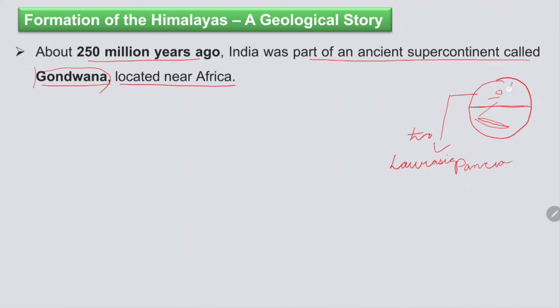And over here there is a Eurasian plate. And India, which was in Gondwana land before, slowly drifted towards Laurasia and finally collided with the Eurasian plate. This is the formation of the Himalaya. In short, I have told you.